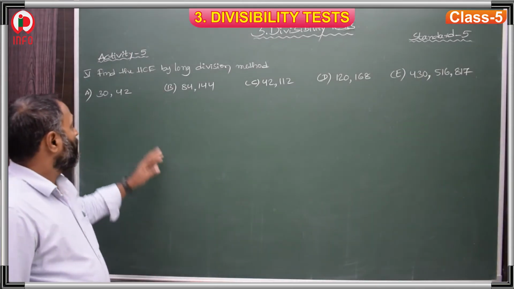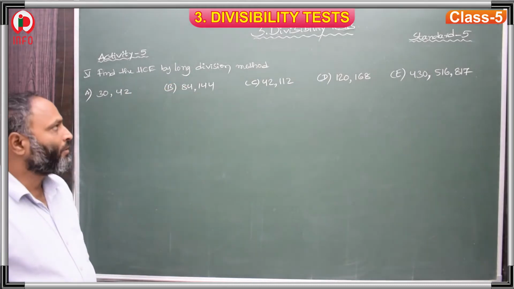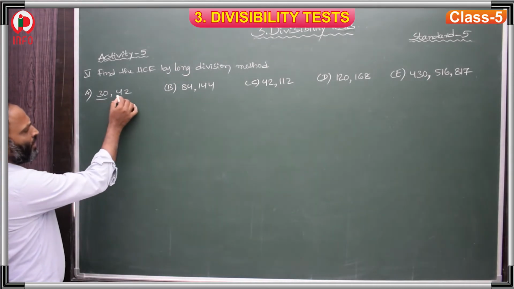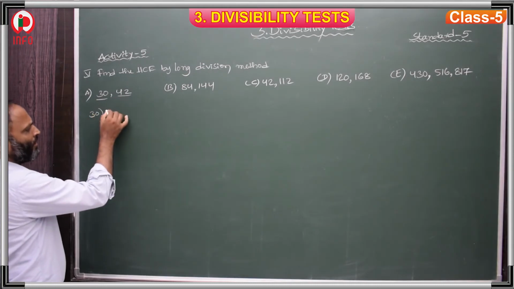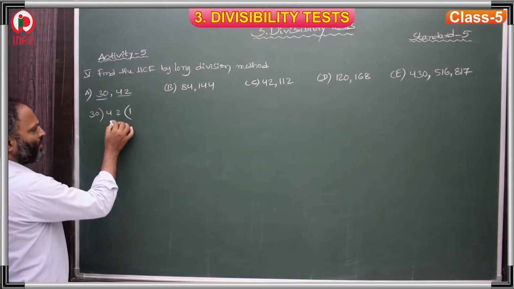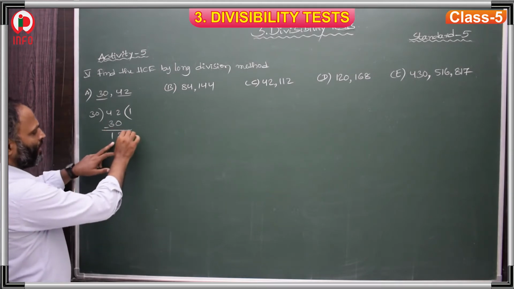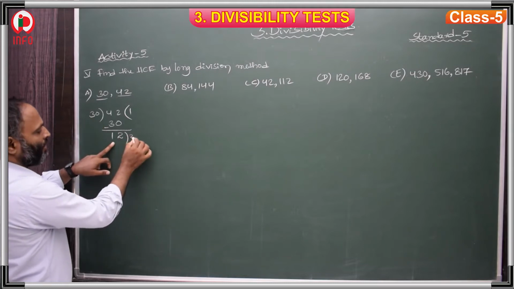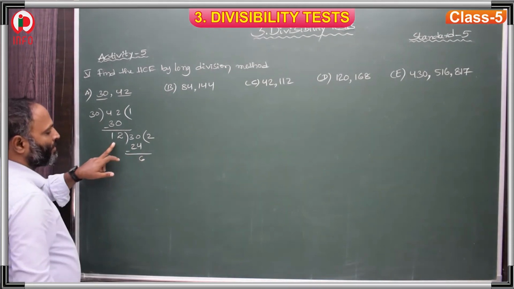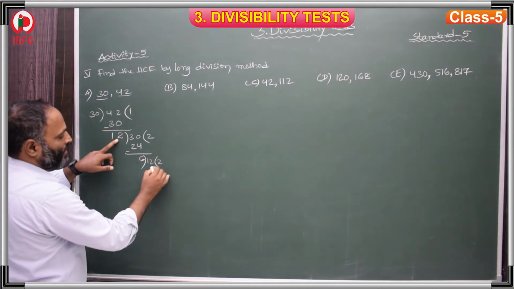Yes, now the next method: find the HCF by the long division method. How? First we take the smaller number and divide it into the larger number. 30 ones are 30, and subtract. This first remainder becomes the divisor for the first divisor. 12 twos are 24, then the remainder is 6. The 6 remainder goes with the second divisor, that is 12. 6 twos are 12.